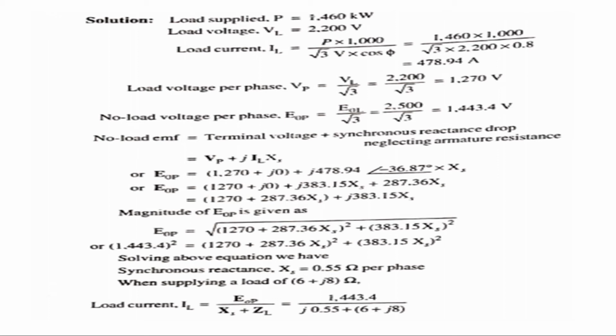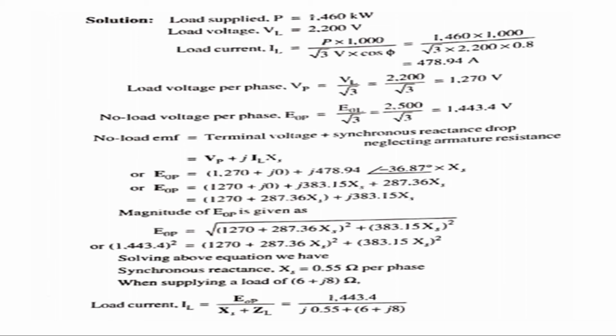1443.4 volts. No load EMF is terminal voltage plus synchronous reactance drop, neglecting armature resistance, that is Vp plus jIL Xs. So substitute all the values. We are going to get the magnitude of E0p as root of (1270 plus 287.36 Xs)² plus (383.15 Xs)². So solving the equation, we are going to get the value of Xs as 0.55 ohms per phase.